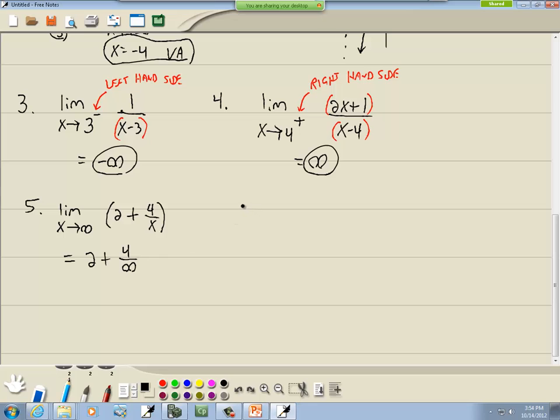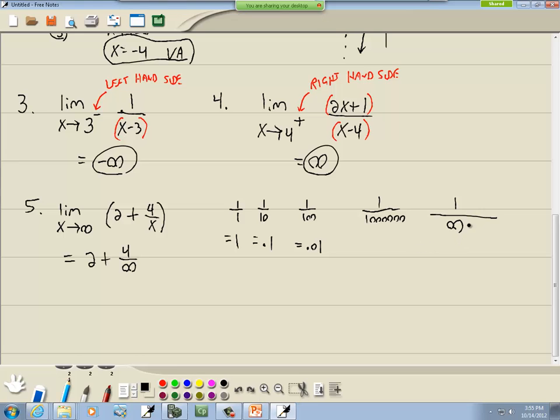Well, let me think of if I had like 1 over 1. That's equal to 1. If I had 1 over 10, that's equal to 0.1. 1 over 100 is equal to 0.01. As the numbers get larger, this keeps getting smaller and smaller. So as this goes to infinity, this keeps getting smaller and smaller, so this is approaching 0.